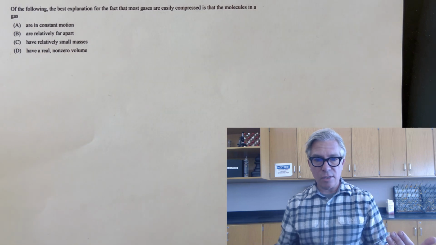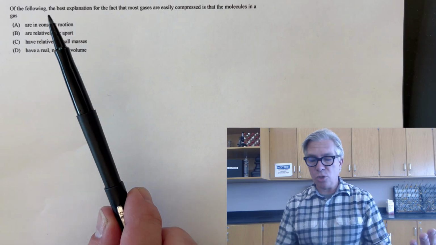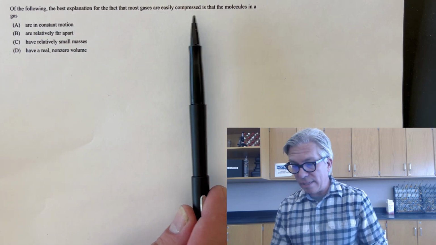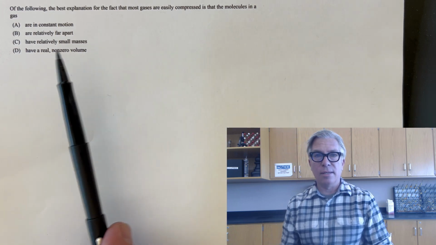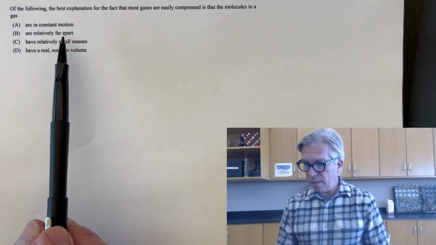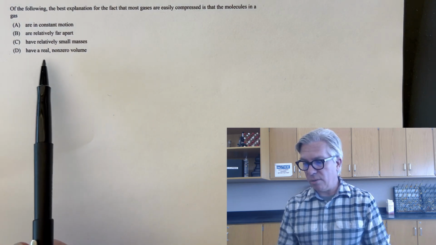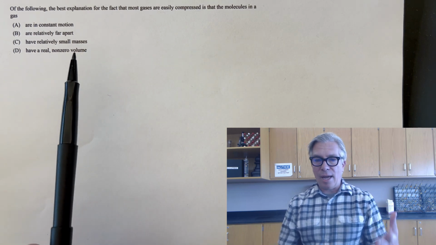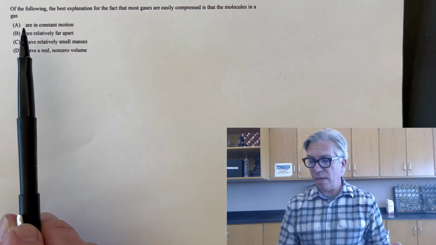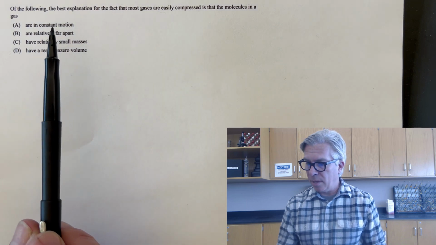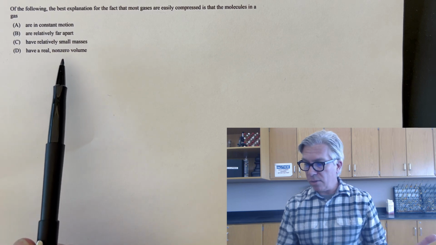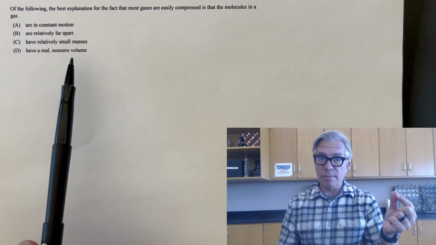Okay, so let's take a look at some questions, and this again will be kind of a shorter episode, I believe. Of the following, the best explanation for the fact that most gases are easily compressed is that the molecules in a gas are in constant motion, relatively far apart, have relatively small masses, or have real non-zero volumes. Okay, I got to tell you that pretty much all four of these are true, but only one of them really answers the question. Yes, all molecules are in constant motion. They're flying around like crazy. They have relatively small masses. Most gases do. They have a real non-zero volume. That's true. They're not zero volume. They're a little bit there.